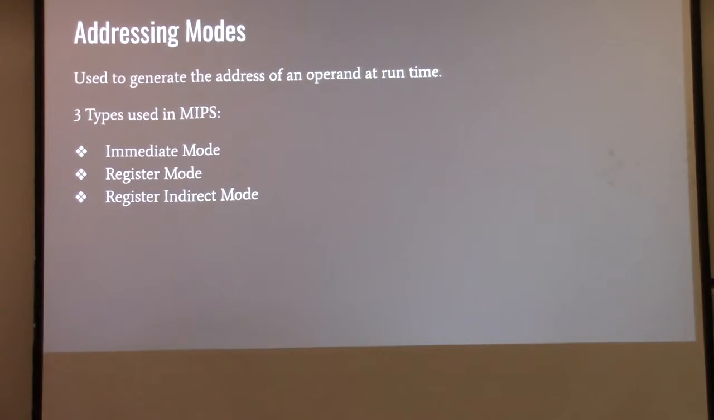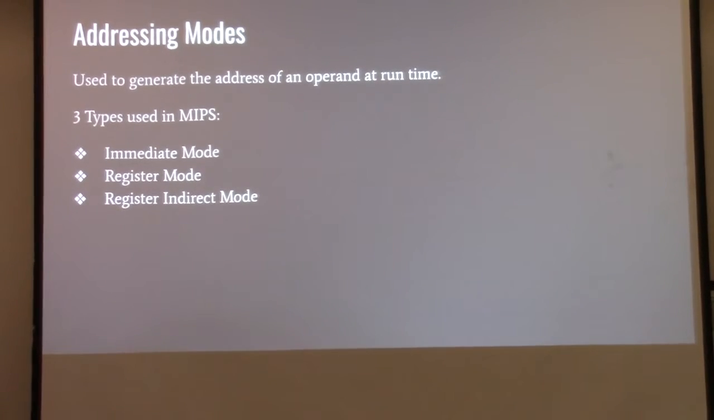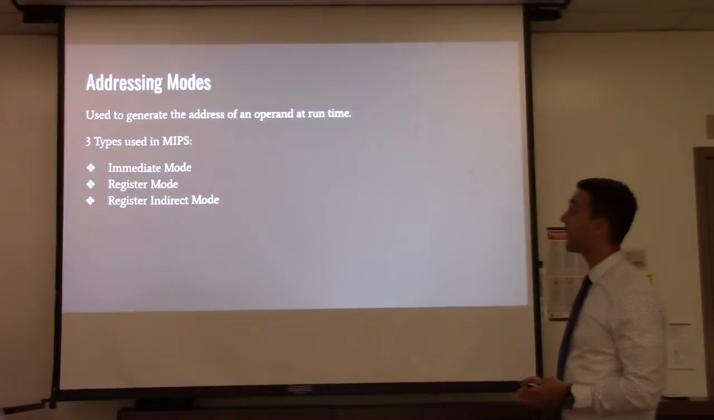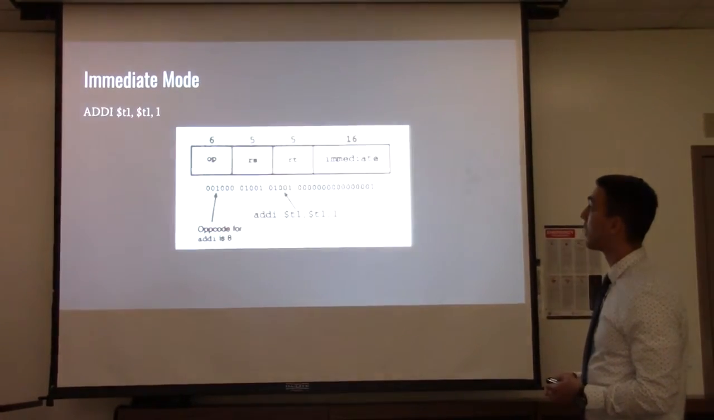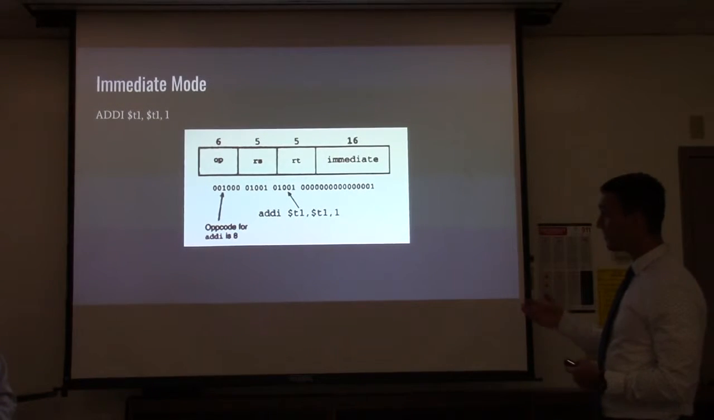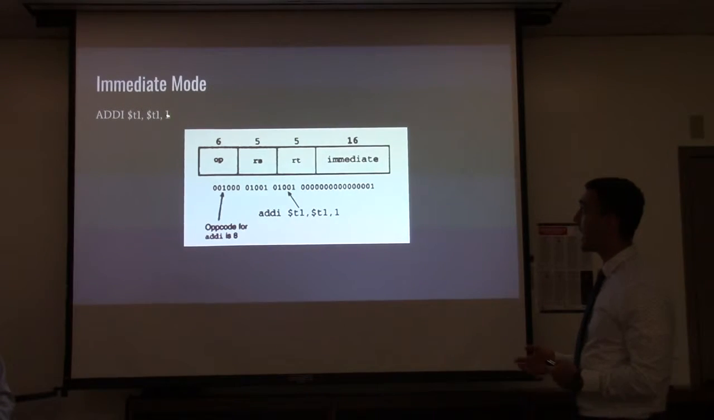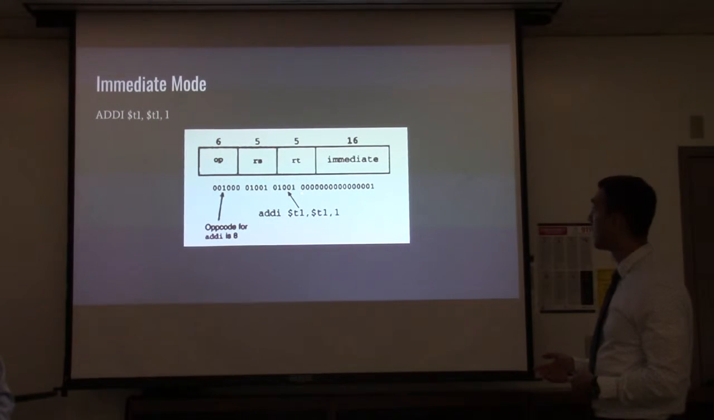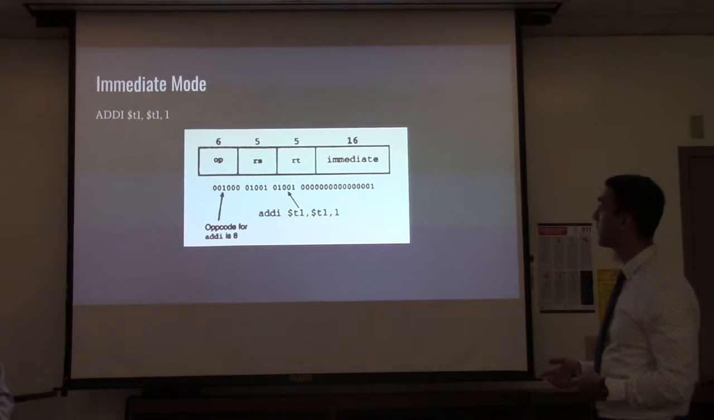So there's 3 types of addressing modes we use in the MIPS machine: immediate mode, register mode, and register indirect mode. And we'll go over some examples. So just a short example of immediate mode. You can use the instruction add immediate to add an immediate value of 1 to register T1, as shown here. So register T1 is getting a 1 added to it.